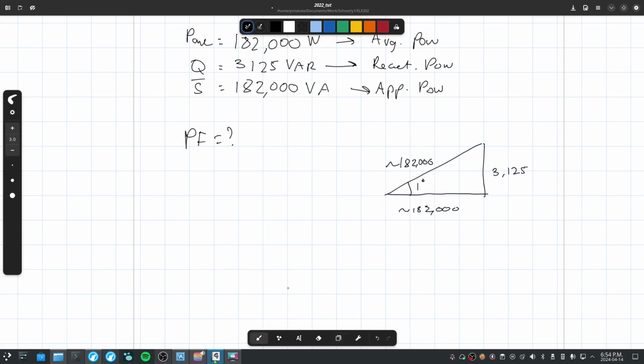Then you do that. Is it cosine? Yeah, so the power factor is equal to the cosine of your angle. Or it's the cosine inverse of your adjacent over your hypotenuse. Is that correct? Oh no, it's just your adjacent over your hypotenuse. So these are the two ways of finding power factor.